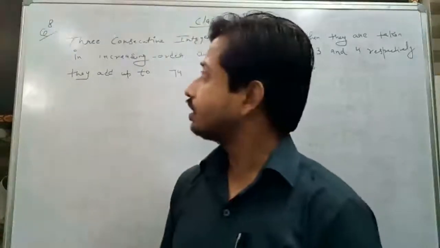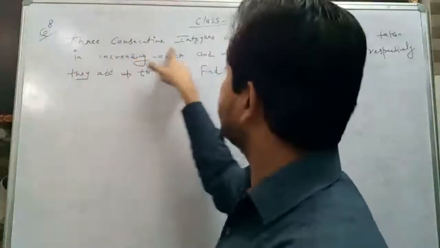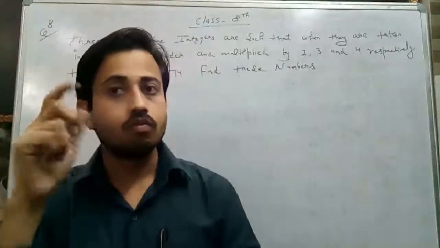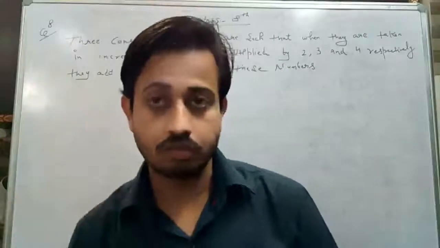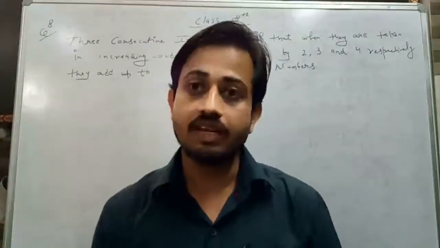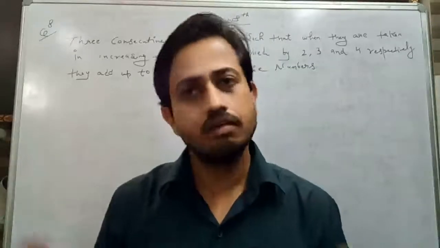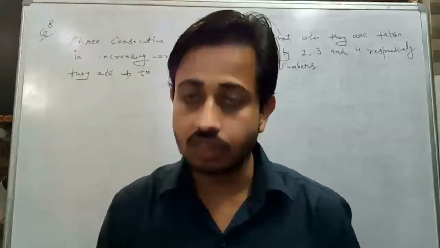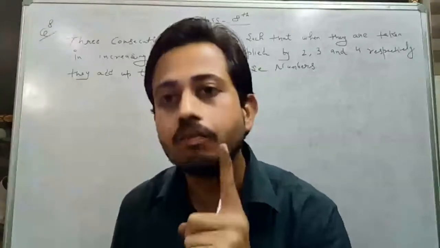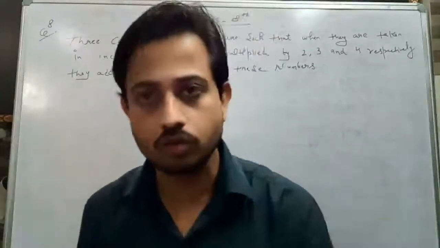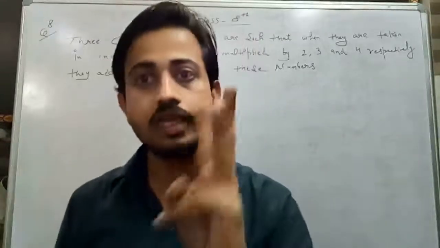So I'm starting here. Our question number is 8. What does it say? It says 3 consecutive integers. So what comes to your mind? 3 consecutive, and integers. As we know, integers can be negative and positive, but we are taking positive here. You can take negative also, but I am going to take positive values. What does it say? 3 consecutive integers.